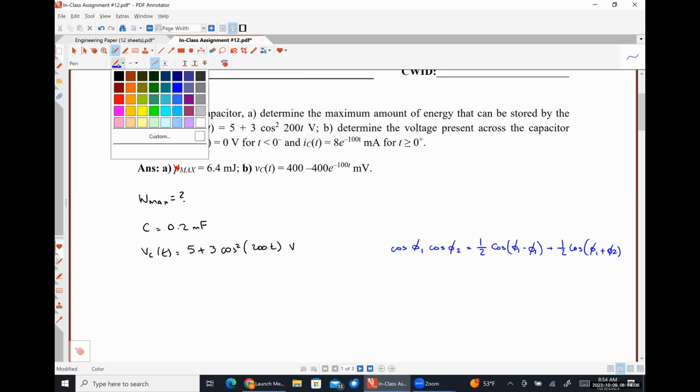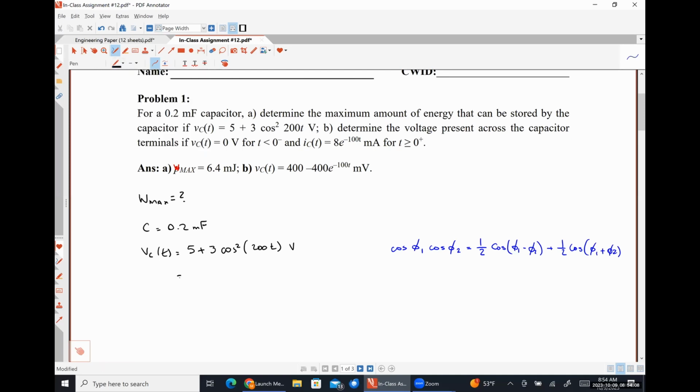So using this trig identity, I would get 5 plus 3/2. So what's cosine of 0? Okay, so 3/2 times 1 plus 3/2 of cosine 400t.